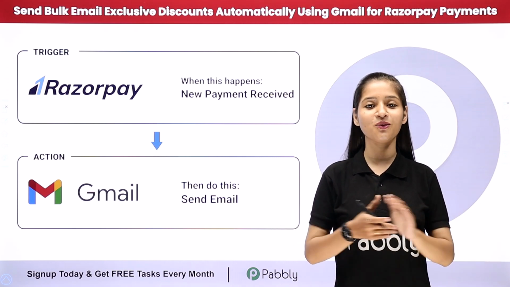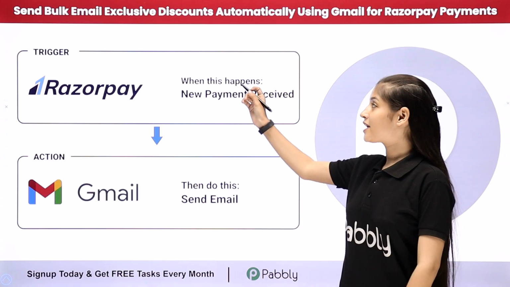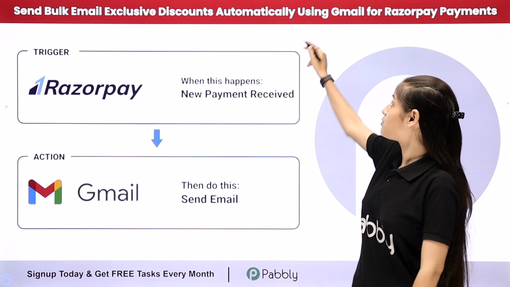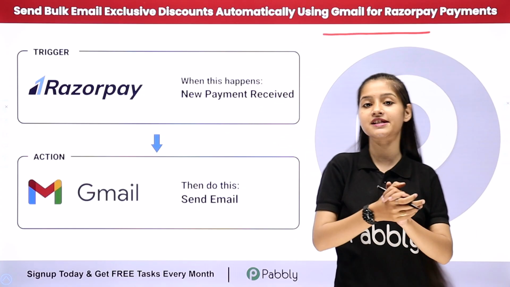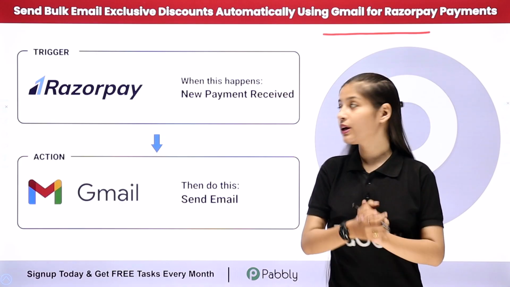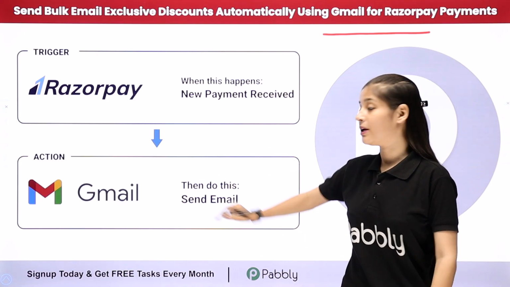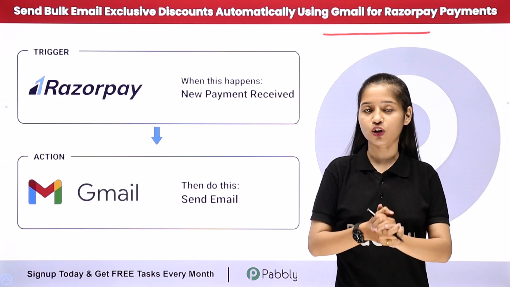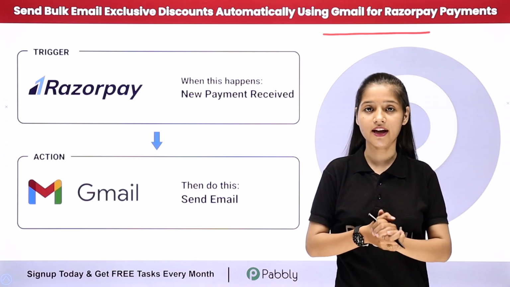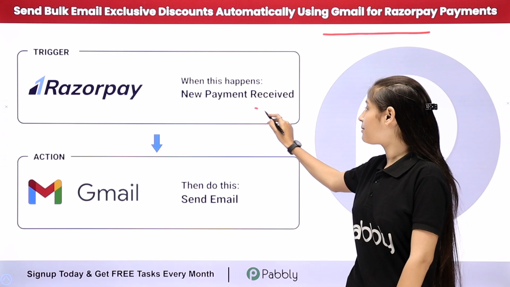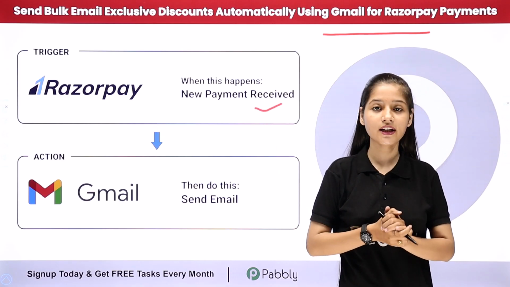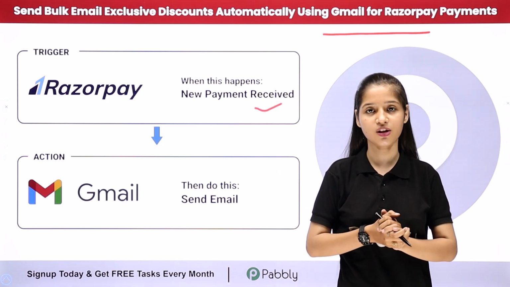In this video, we are going to understand how to send bulk emails with exclusive discounts automatically using Gmail for Razorpay payments. For that, we are going to connect our Razorpay to Gmail, and that will be done with the help of automation software named Pabbly Connect, where whenever any new payment is made through your Razorpay, then automatically one mail will be sent to your user's Gmail account.